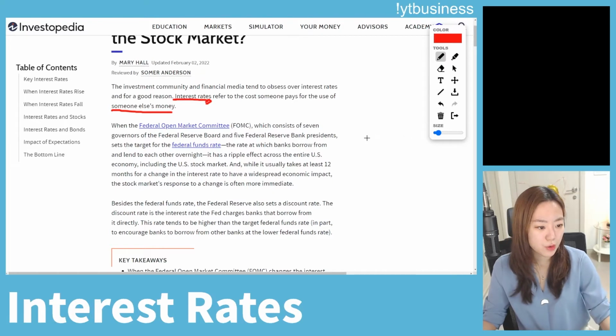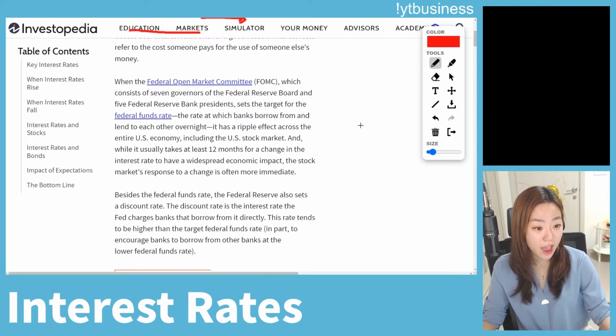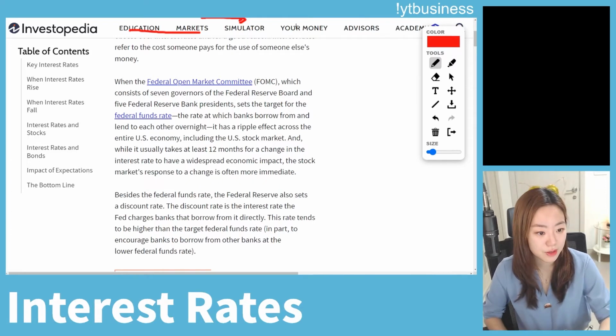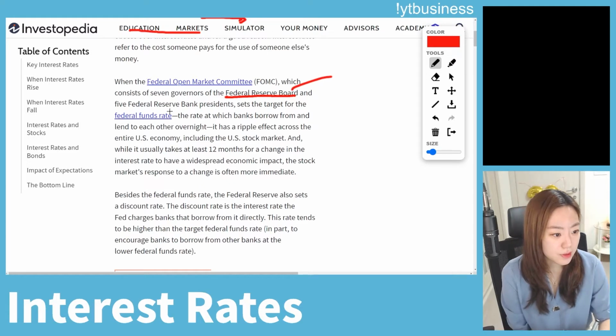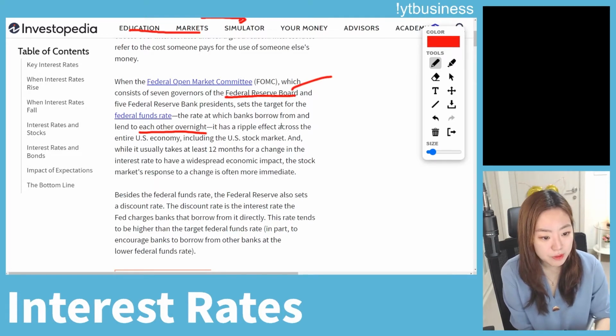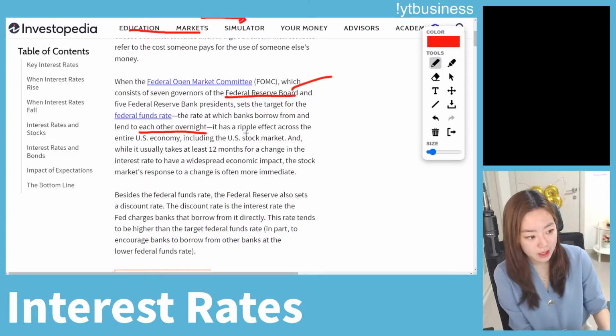Now, when the Federal Open Market Committee, FOMC, which consists of 7 governors of the Federal Reserve Board, wait, we learned about this, guys, right? And 5 Federal Reserve Bank presidents set the target for the federal funds rate, the rate at which banks borrow from and lend to each other overnight. It has a ripple effect across the entire US economy, including the US stock market.